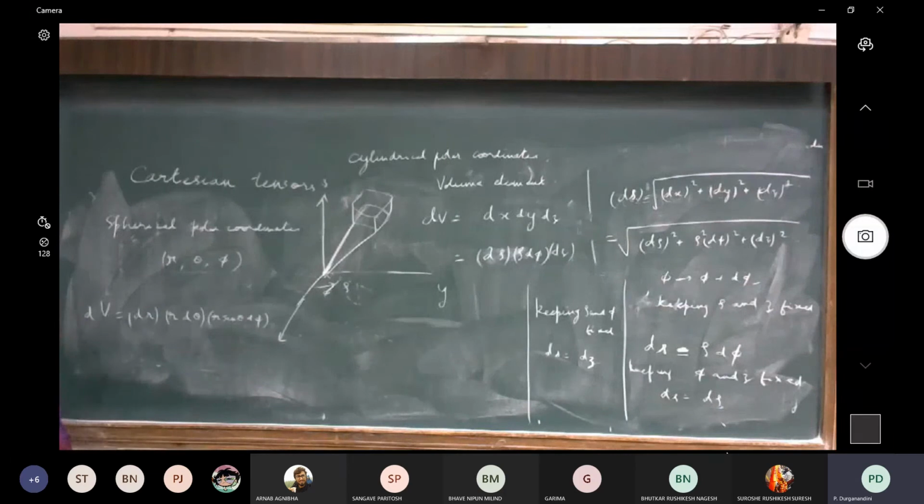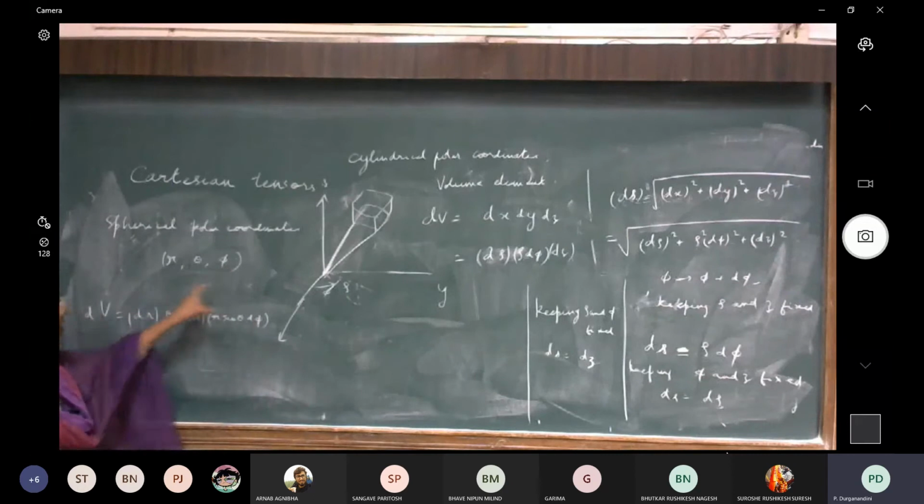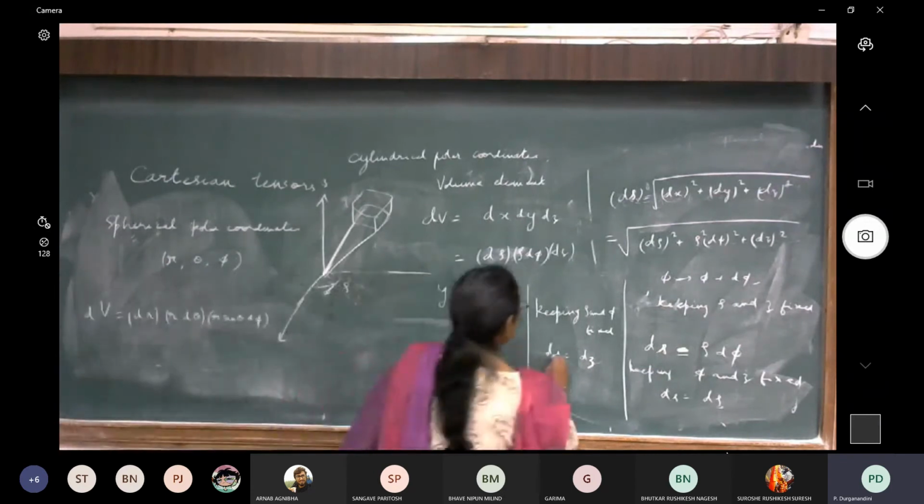So again, here it's unlike the Cartesian coordinate system because I'm not going to get simply dr, d theta, d phi. So the coordinates are actually r, theta, phi, but I'm not getting simply dr, d theta, d phi. I'm getting these extra factors.